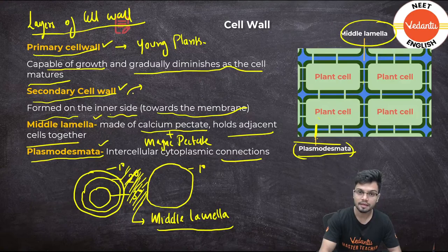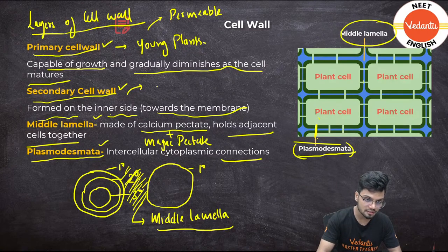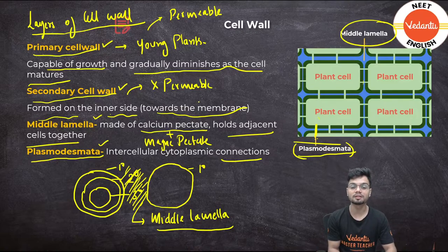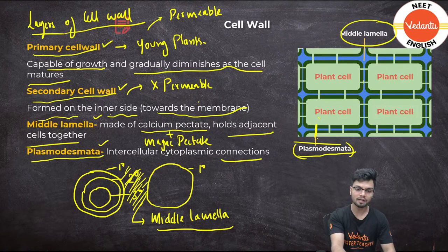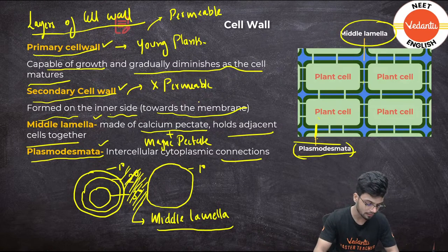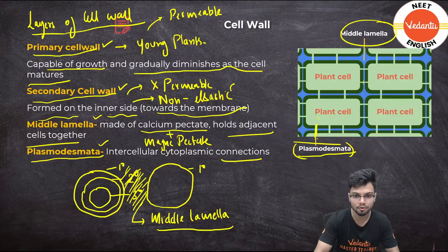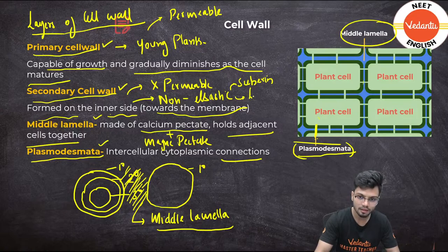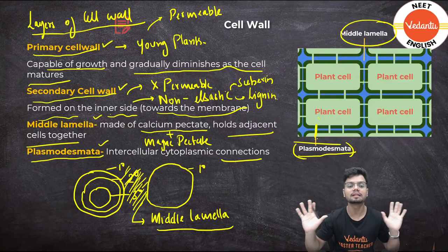Now, is the secondary cell wall permeable? See, the primary cell wall is a little permeable. It can allow certain exchange. But your secondary cell wall is not permeable. Why? Because of the depositions. In the case of the secondary cell wall, there is lignin deposition, pectin deposition, and suberin deposition. That is why the secondary cell wall becomes completely impermeable. Is it elastic? The secondary cell wall is non-elastic in nature, because of the suberin and lignin depositions. It is completely non-elastic and non-permeable. Clear?